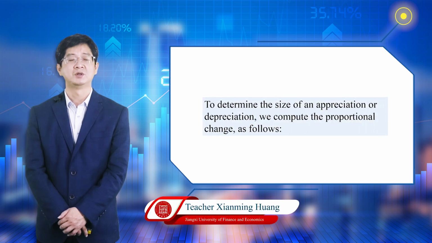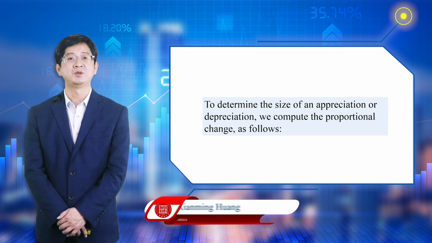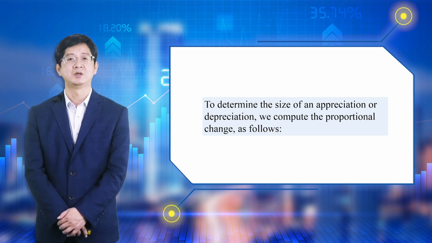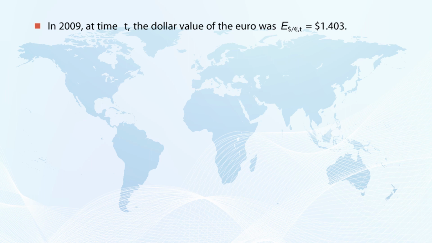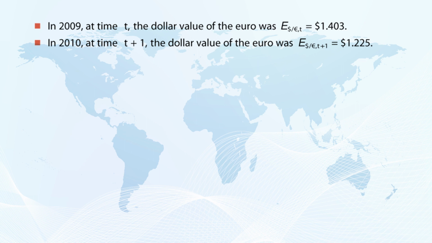Changes in the exchange rate of dollars per euro and the exchange rate of euros per dollar must always move in opposite directions. To determine the size of an appreciation or depreciation, we compute the proportional change as follows. In 2011, at time t, the dollar value of the euro was 1.298. In 2012, at time t plus 1, the dollar value of the euro was $1.318.